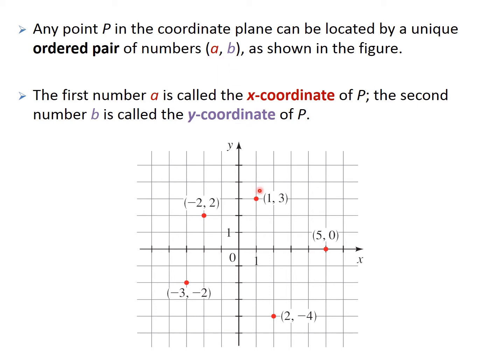Why is that? If a point (1, 3) is plotted in the coordinate plane, x is 1, y is 3. If we change their places, let's say x is 3, it means 1, 2, 3, and y is 1. The point is not the same. Now the point is different. That is why it is called an ordered pair.